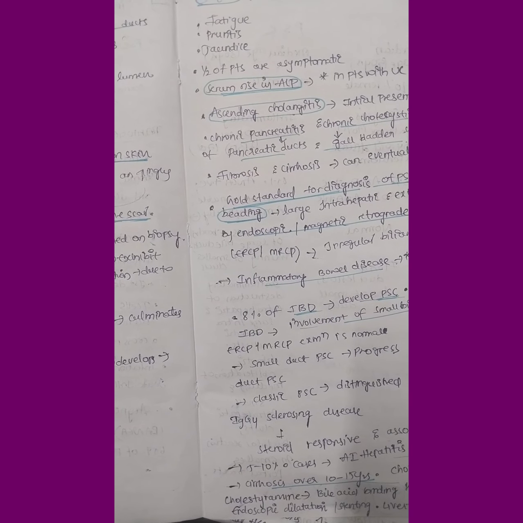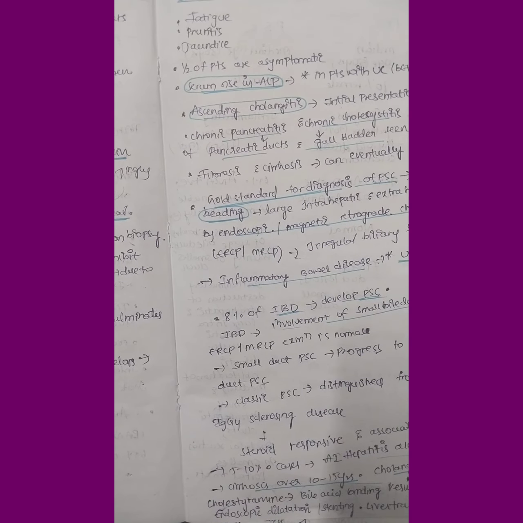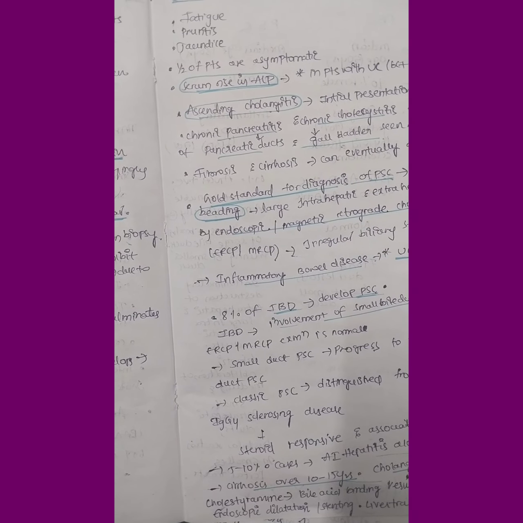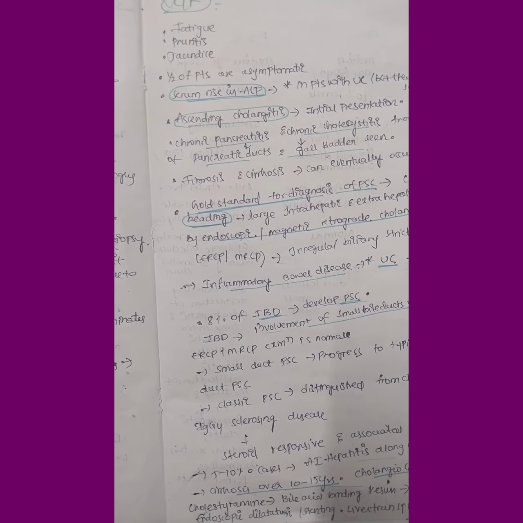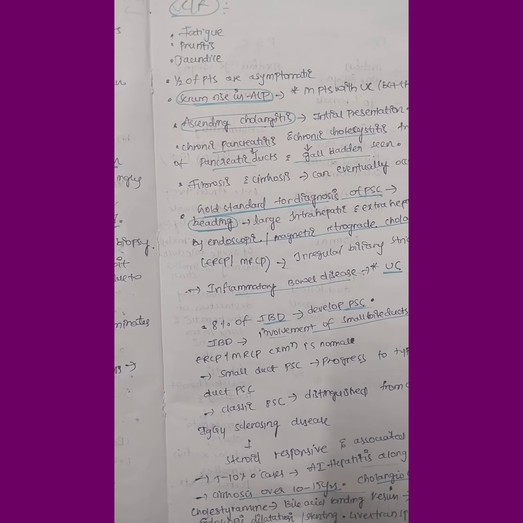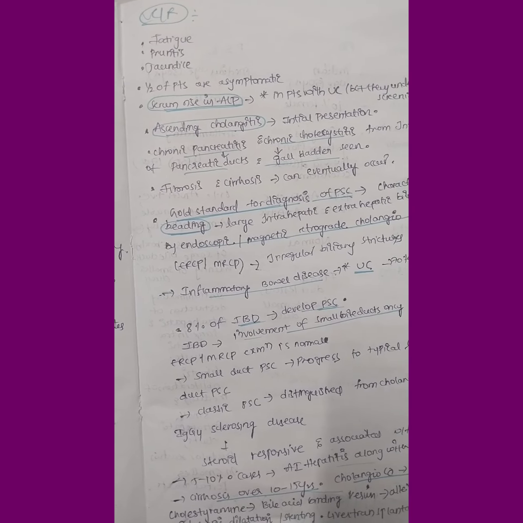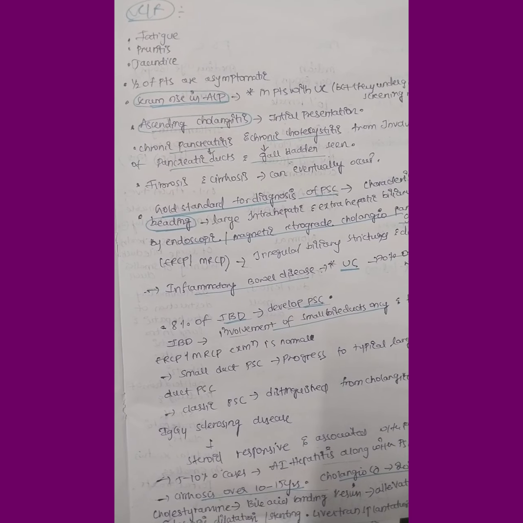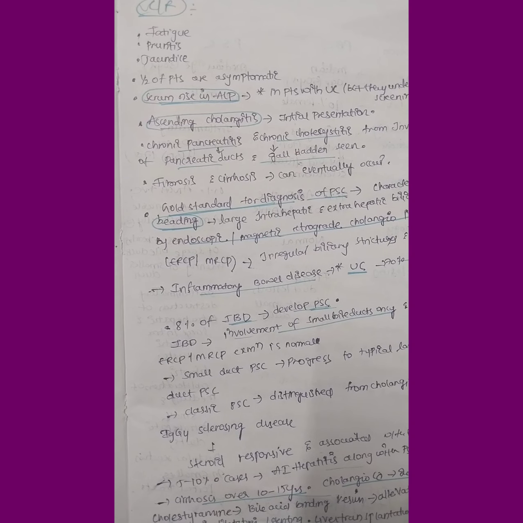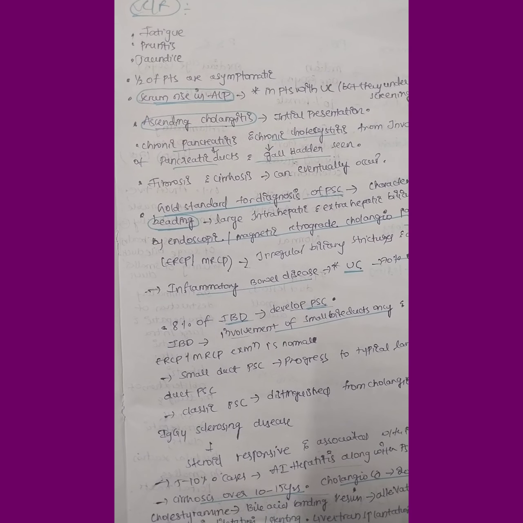Coming to clinical features: fatigue, pruritus and jaundice. Half of the patients will be asymptomatic, but it is not so in ulcerative colitis patients, because they undergo regular screening, so they will easily find this PSC. The prominent feature is a serum rise in alkaline phosphatase. Ascending cholangitis is the initial presentation. Chronic pancreatitis and chronic cholecystitis will be seen as there is involvement of pancreatic ducts and gallbladder. Fibrosis and cirrhosis will occur eventually.